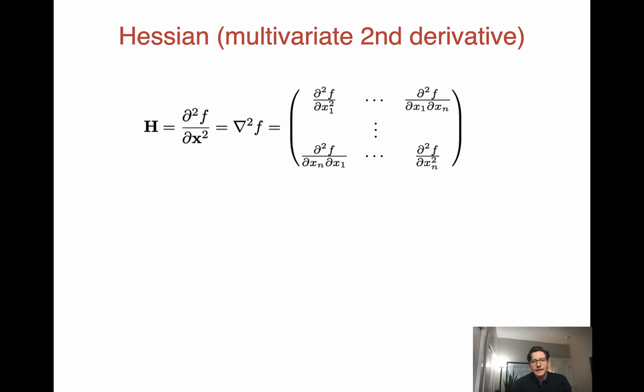What about the second derivative of a multivariate function? We're not going to use this too often, but we are going to see it a couple times. The second derivative is written like this: nabla squared of x, also like this, d squared f over dx squared. This is called the Hessian, after a mathematician, I believe. And the second derivative is a matrix. It's the following matrix.